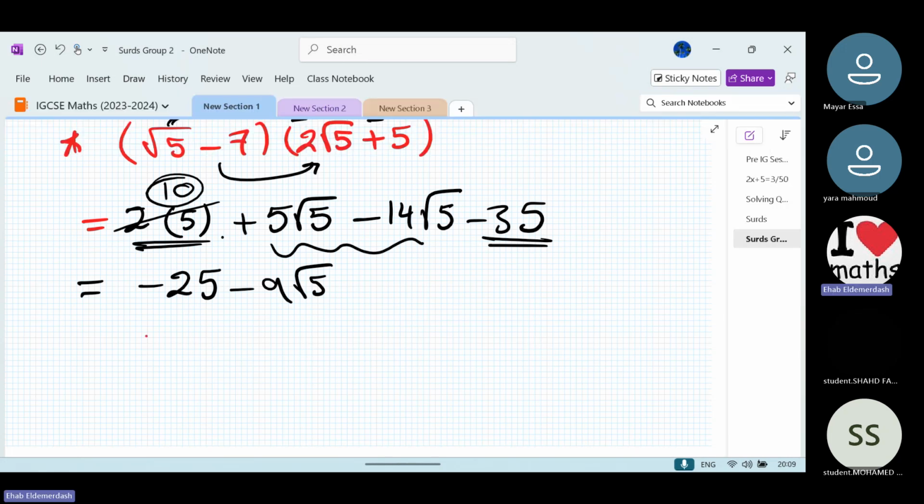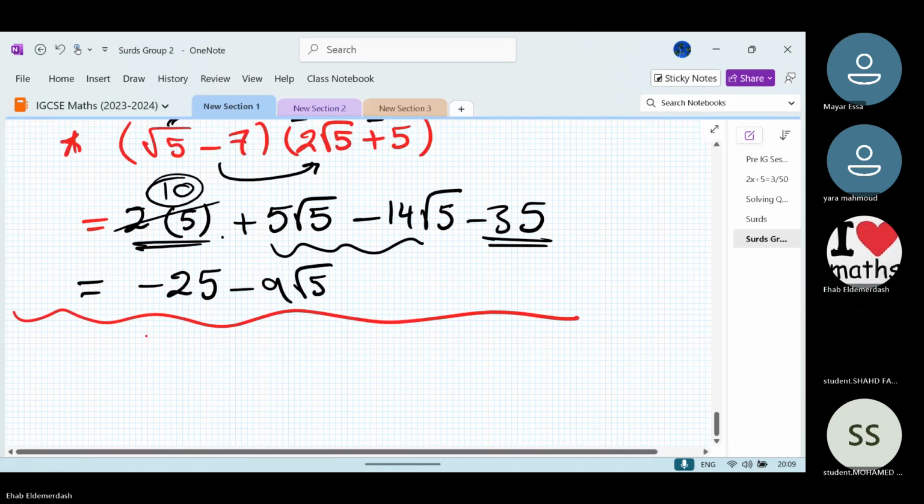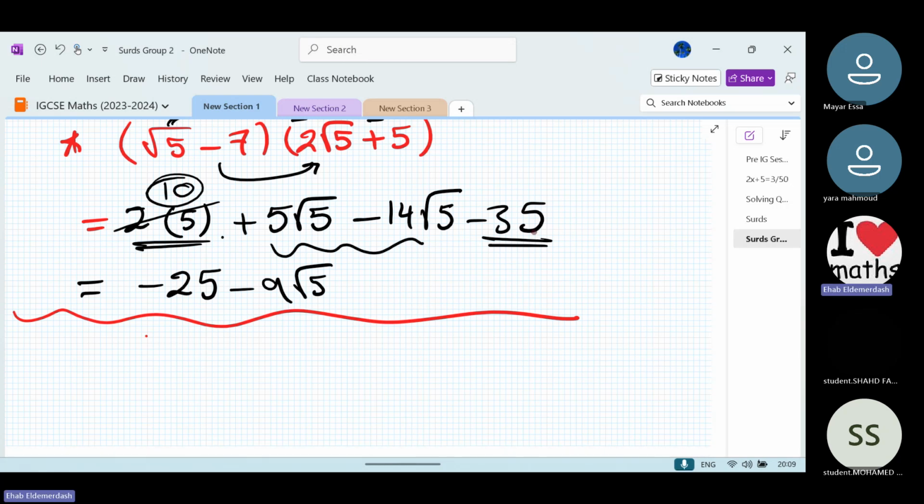What's wrong? Why? What does 10 minus 35 give me? Even on the calculator, 10 minus 35 will give me minus 25, and then the 5 root 5 with minus the 14 root 5 gives us minus 9 root 5. Yalla, all of you try to make this one on your own.